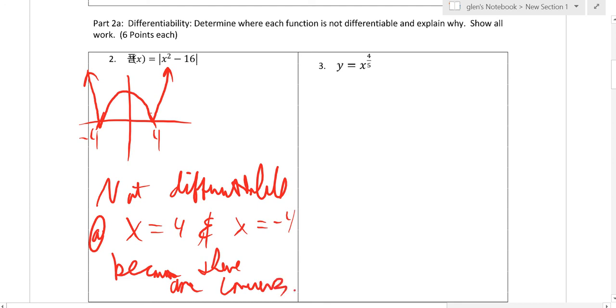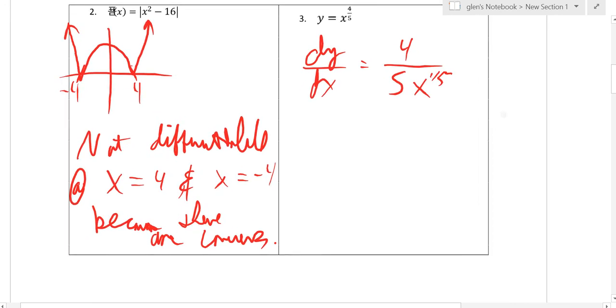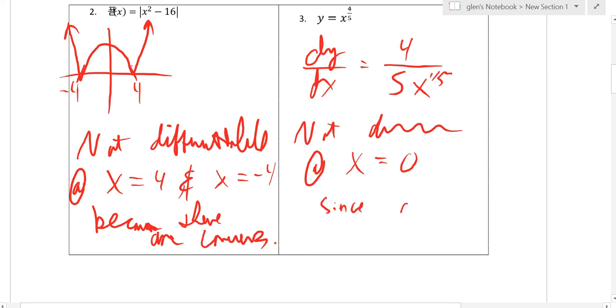Now, if you know what the graph looks like for the cube root, just derive it and see where the derivative is undefined. dy/dx equals 4 over 5x to the 1/5. That's not defined when the denominator is 0, which means what x value? 0, that's right. So not differentiable at x equals 0, since dy/dx is undefined. Simple enough?